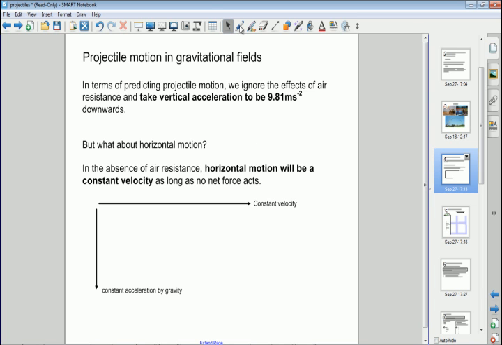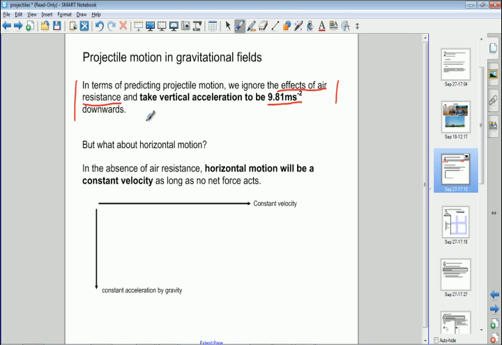Okay, so if the only force acting is gravity, then we must ignore the effects of air resistance. So completely ignore air resistance like we did when we were doing free fall calculations. And if we do that, then obviously the vertical acceleration is going to be simply due to gravity with a value of 9.81 meters per second squared vertically downwards. So this is the same as when we were looking at our free fall calculations. And in fact, free fall is half of the projectile motion.